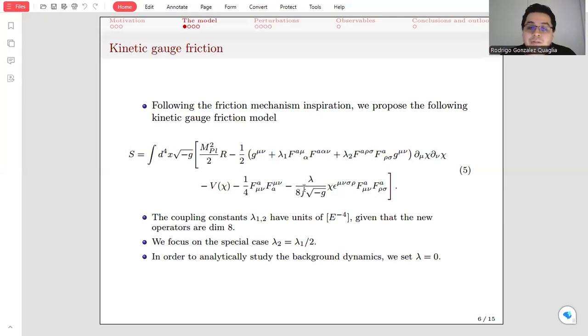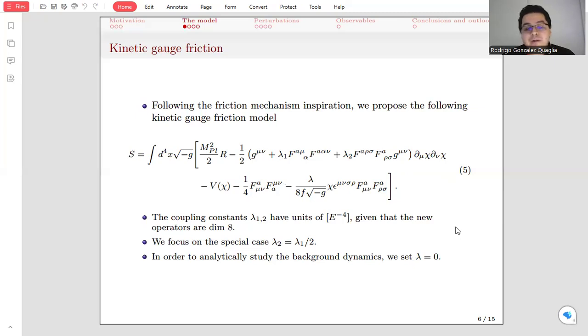And we will also consider the Chern-Simons interaction. As you can see from power counting, these new terms, what we call the kinetic gauge friction terms, are operators of dimension 8, which make the couplings lambda 1 and lambda 2 have units of energy to the minus 4. In the paper and in this presentation, we will stick to the case of lambda 2 equals lambda 1 halves for simplicity, and in the background, we will ask for analytical control, therefore requiring that the Chern-Simons vanish.